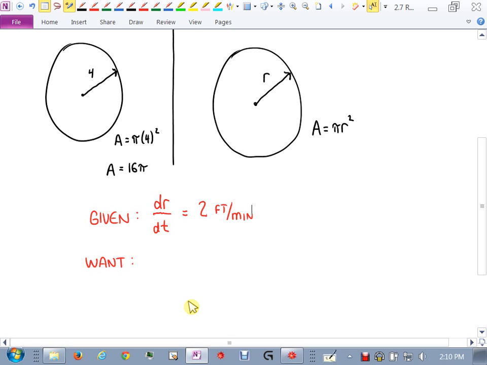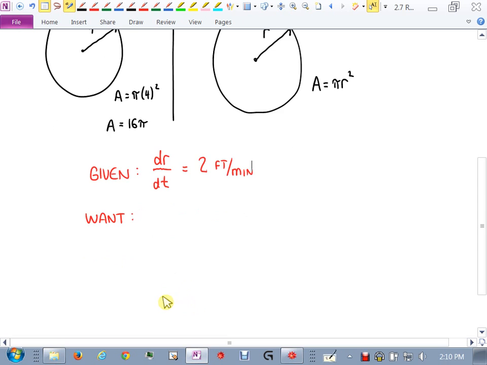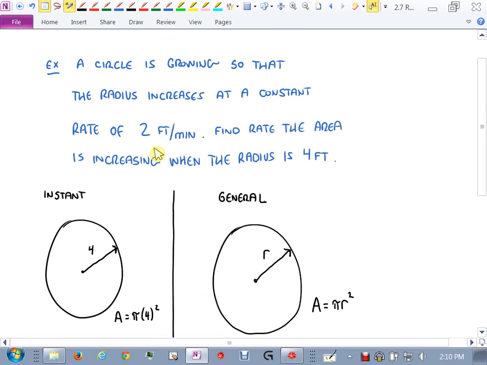I know what the radius is at the instant that they're talking about. So I am given that, right? What do you want? Let me ask you that. What is it that you want? What are you trying to find? The rate. So as soon as you see the word rate, you're thinking derivative, okay?